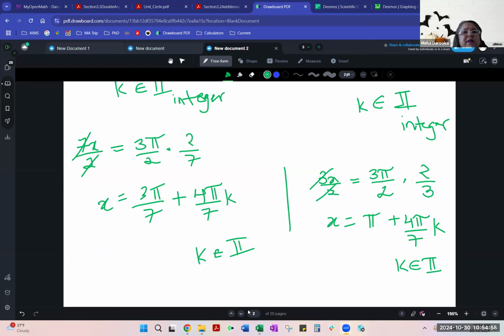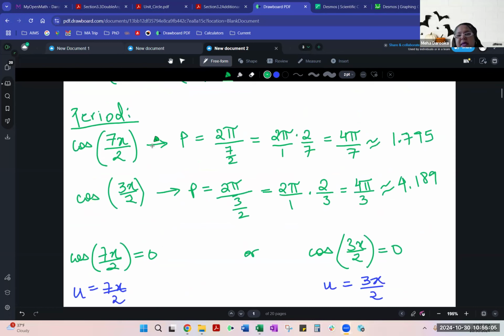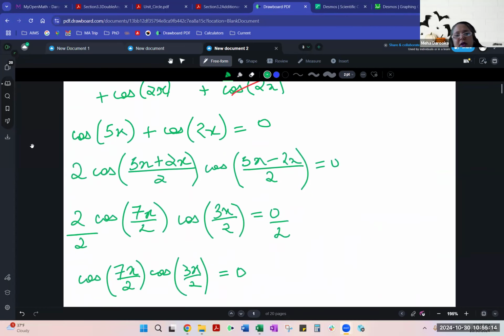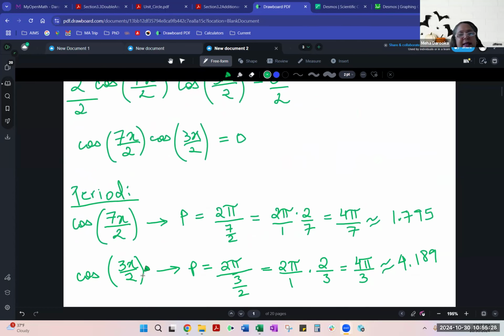No, we still want to do the individual periods because we do need to know what they will look like. But in this case, since it is going to be a combined function, we are going to keep the higher period for the entire equation, which of course comes out to be, if you look at the original, which was cosine of 5x plus cosine of 2x. So in that case, we are going with the higher period. So anything smaller than 4.189, we are going to keep those.